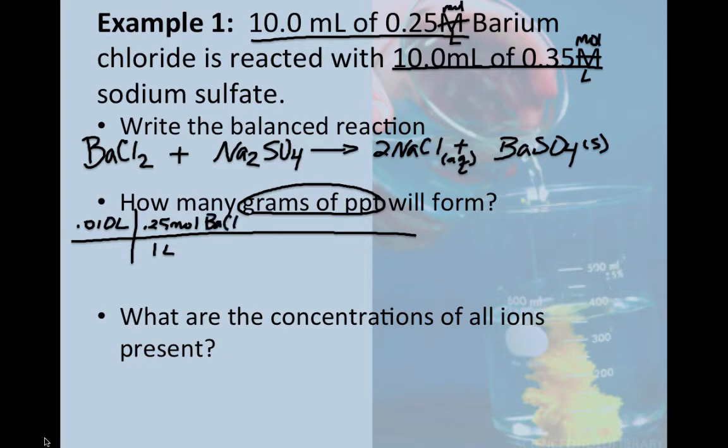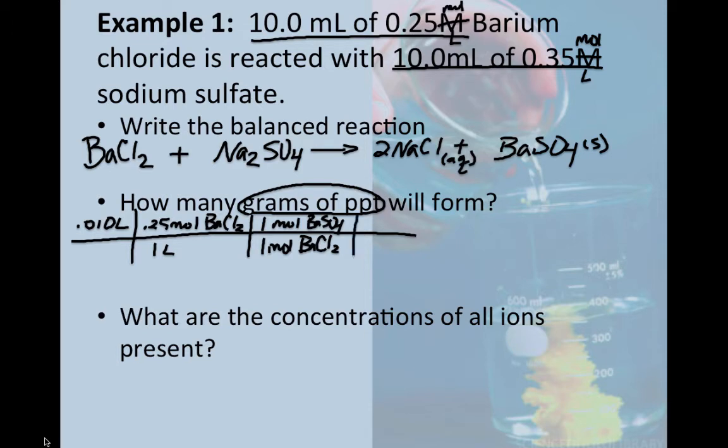I better keep track of what's what here because I need to turn it into my precipitate, which is barium sulfate. So for every 1 mole of barium chloride, I get 1 mole of barium sulfate. So far, so good? Great.